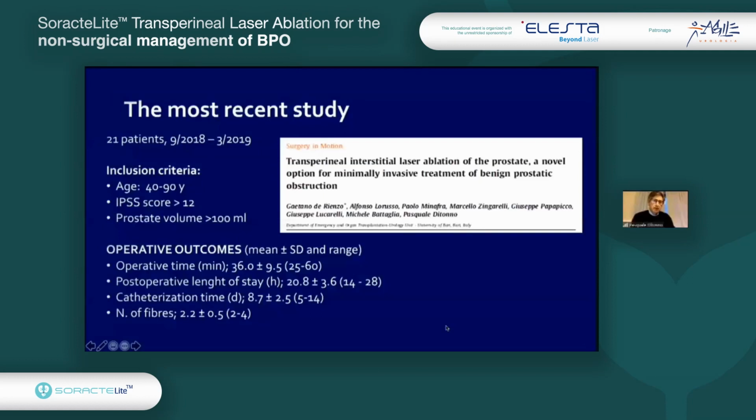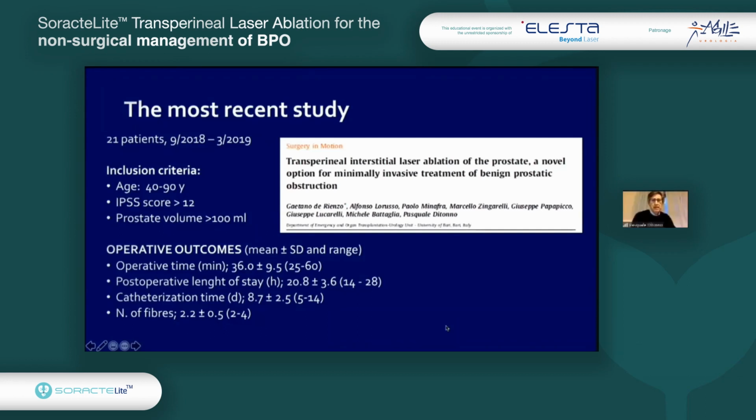It was a way to give an objective way to treat this patient. It was a small cohort of 21 patients. Exclusion criteria were quite wide: 40 to 90 years old, IPSS score above 12, a prostate volume below 100. And the operative outcome was one I will show you.